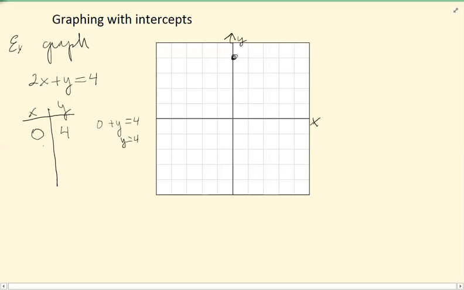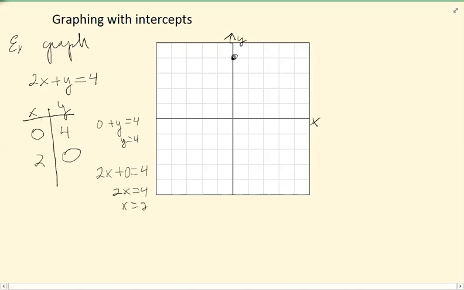0, 4. Now, I could do the same thing to find the x-intercept, but this time I'll have to put y equal to 0, because if there is an x-intercept, it occurs along the x-axis, and any point on the x-axis has y coordinate equal to 0. So I purposely set y equal to 0, and then I solve my equation. 2x plus 0 equals 4. That's 2x equals 4 and x equals 2, dividing out the 2. So I get a 2 here.